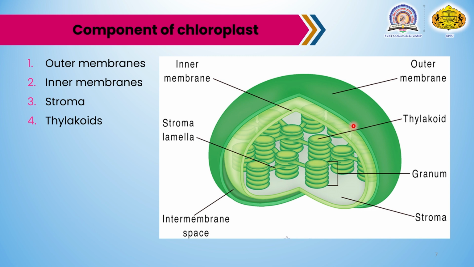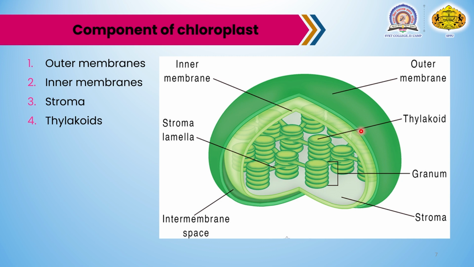But before discussing the thylakoid, remember this point, the stroma lamellae. The stroma lamellae is the connection between two thylakoid membranes, or the connection between two grana. So this is the stroma lamellae, and after that, the thylakoids.